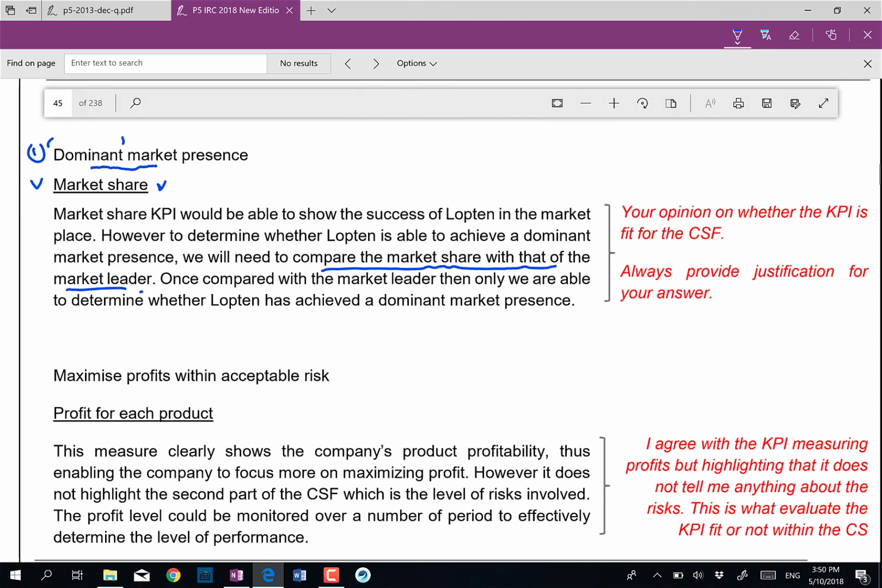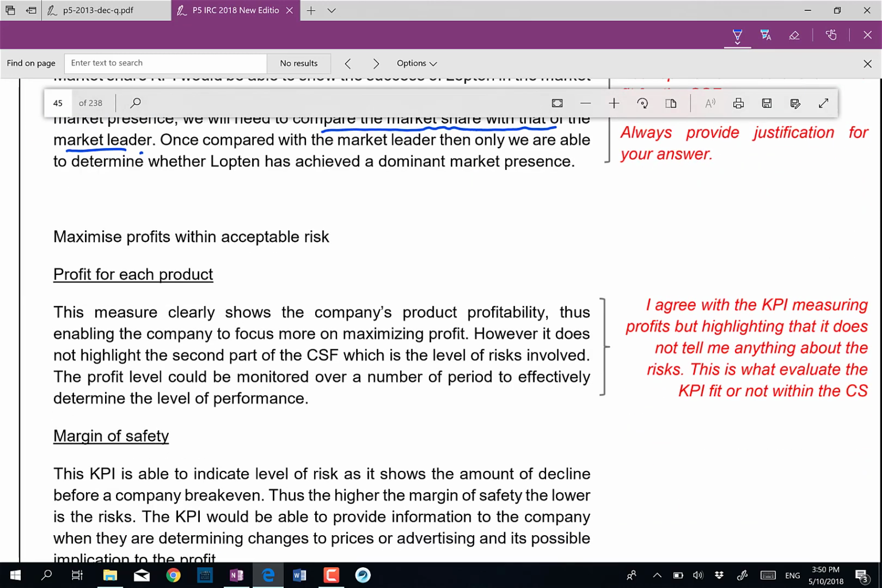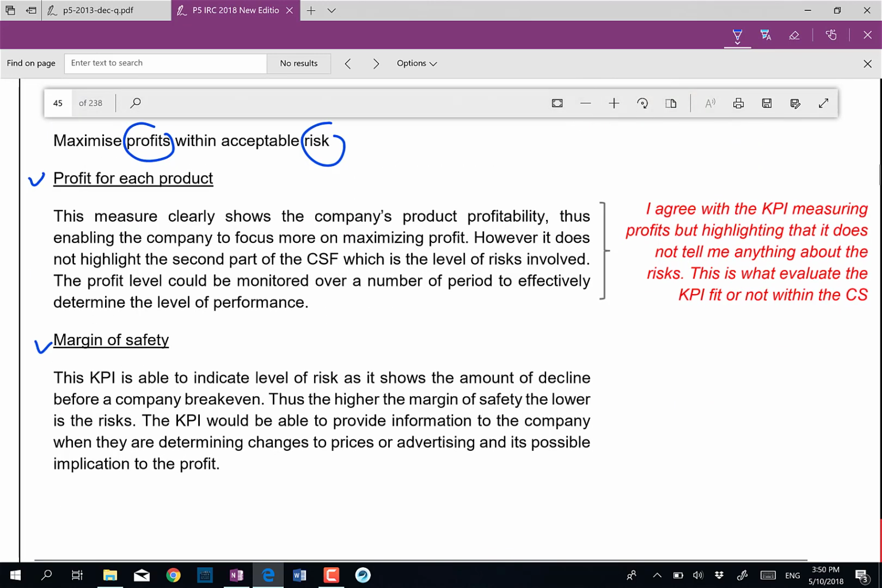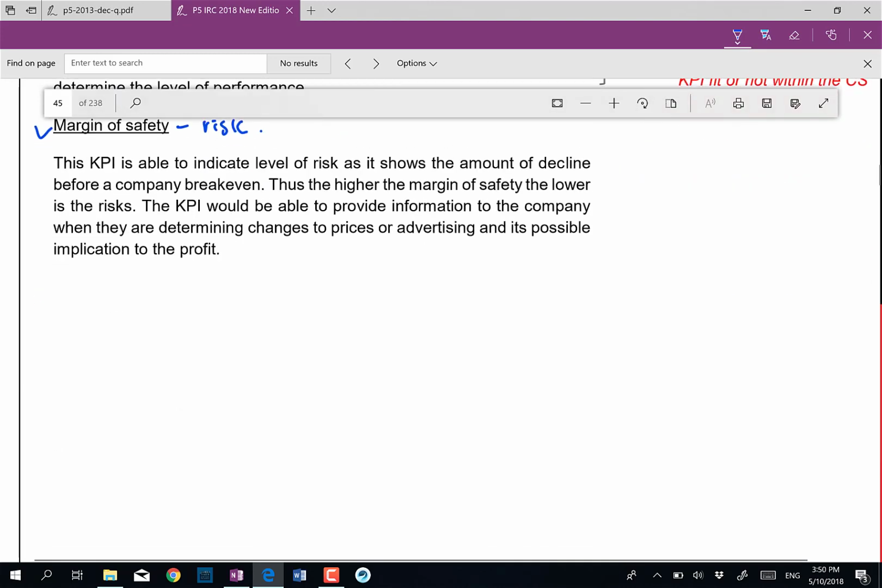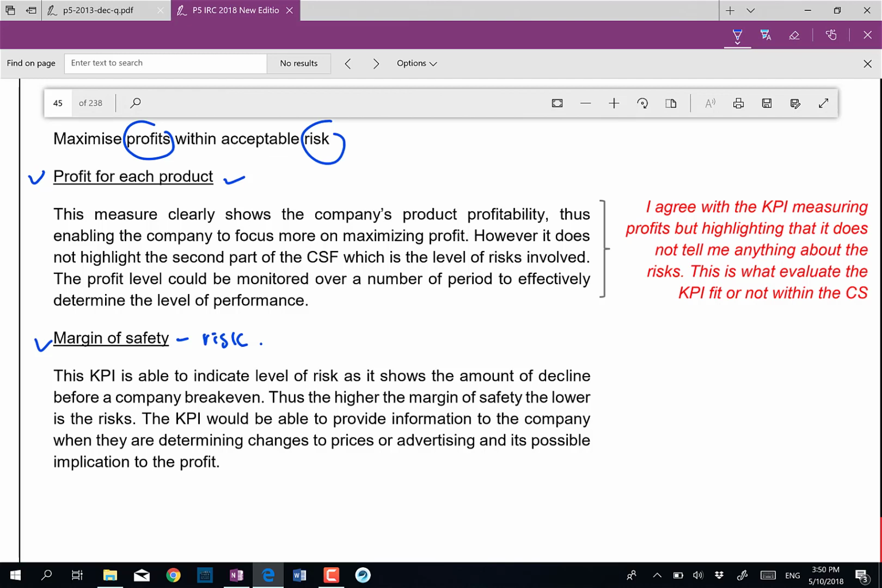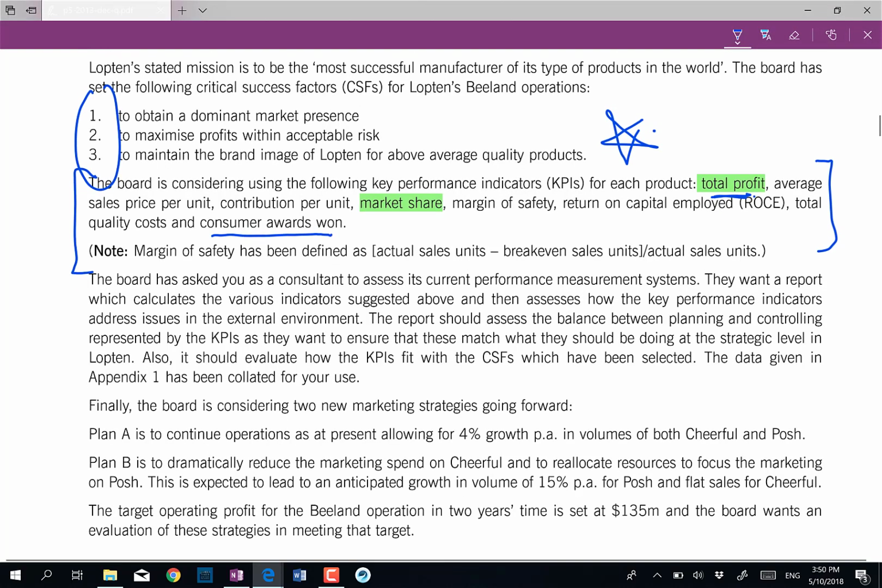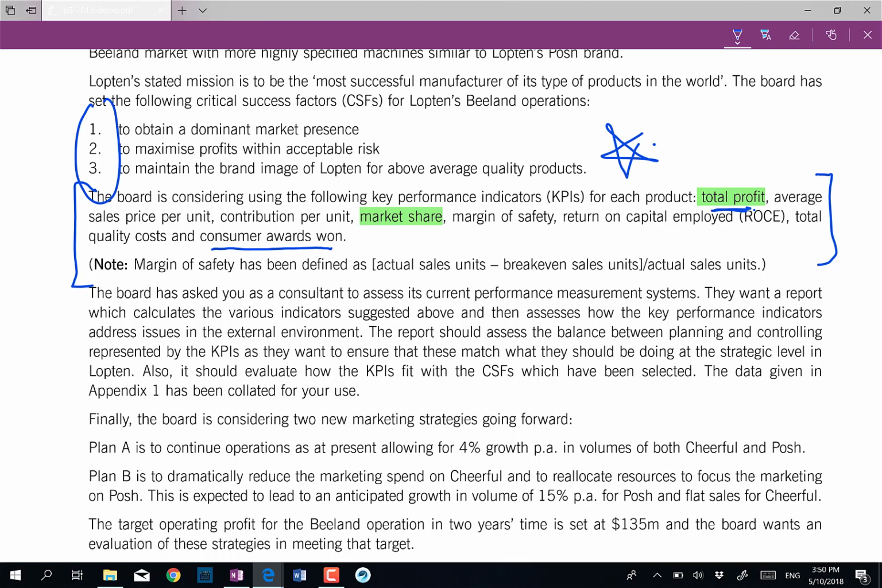Okay. Now, the second part is maximize profit within acceptable risk. Actually, there are 2 KPI here. That is the profit for each product and also the margin of safety. So the margin of safety you will use to explain risk, and profit for each product will show whether we are able to achieve maximum profit or not. And the third critical success factor is brand image. Maintain brand image for above average quality product.